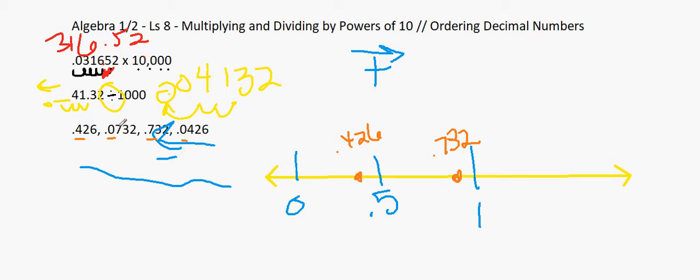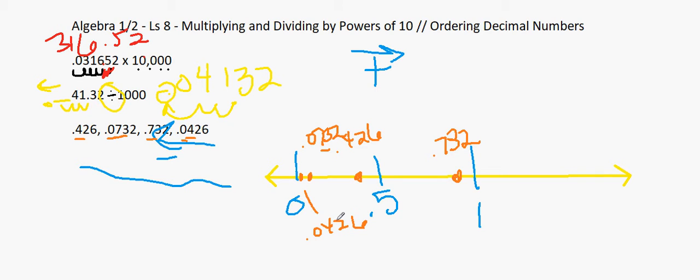0.426. Next, 0.0. Okay, now we have to go to the next spot. Which one is the next biggest? 0.0732, looking at that 7. And finally, 0.0426 would go about here. So our order is 0.0426, 0.0732, 0.426, and 0.732 from least to greatest.